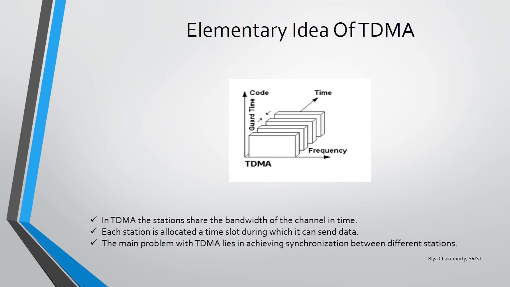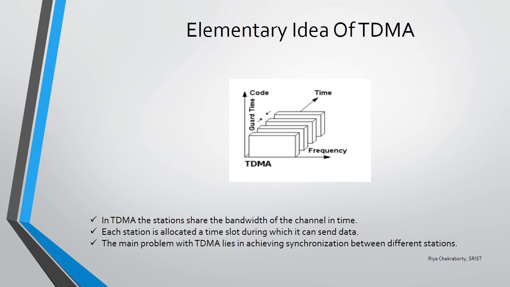Now, what is TDMA? When the available bandwidth of a link is shared through time between different stations, it is called TDMA or time division multiple access. In TDMA, the stations share the bandwidth of the channel in time. Each station is allocated a time slot during which it can send data. Each station transmits its data in its assigned time slot.